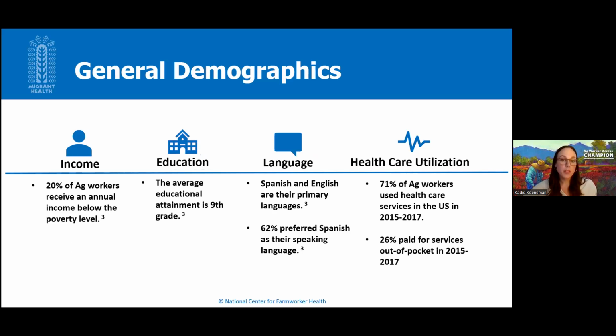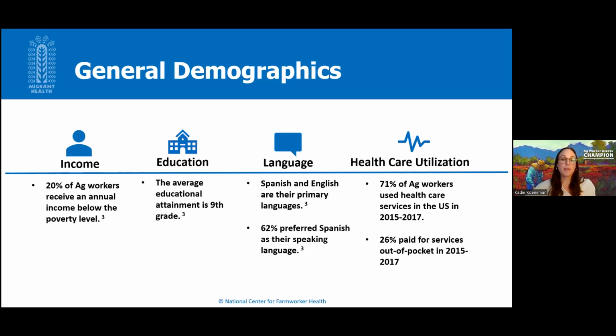Looking at income, 20% of ag workers earn below the poverty line, which is an annual income of less than $30,000. Looking at education, the average educational attainment is 9th grade among the population. 35% completed 6th grade or lower. 31% complete grades 10, 11, or 12, and 12% complete some education beyond high school.